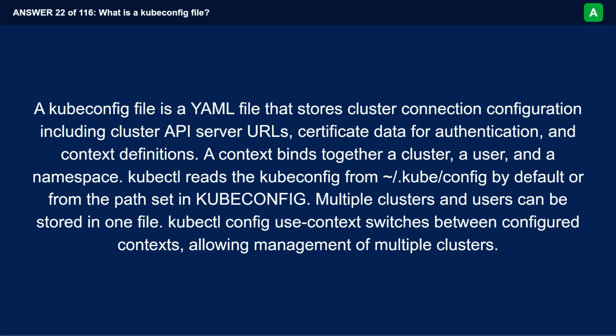kubectl reads the kubeconfig from ~/.kube/config by default or from the path set in the KUBECONFIG environment variable. Multiple clusters and users can be stored in one file. kubectl config use-context switches between configured contexts, allowing management of multiple clusters.